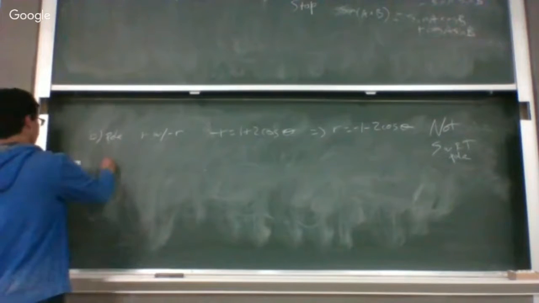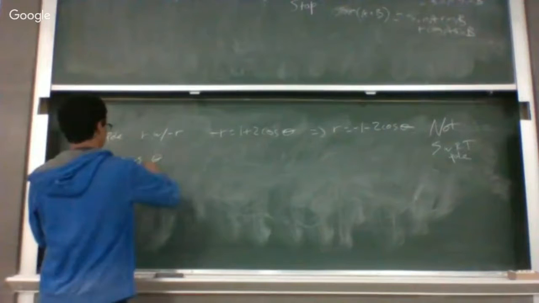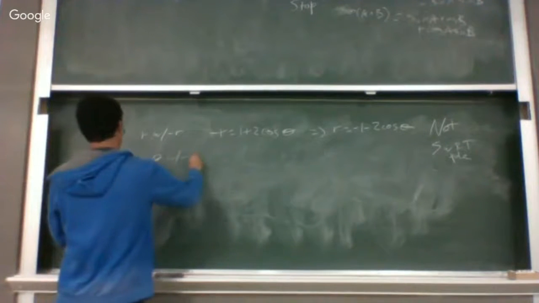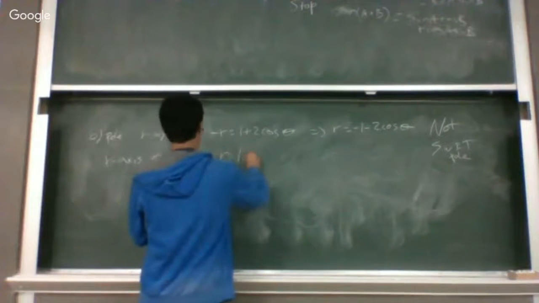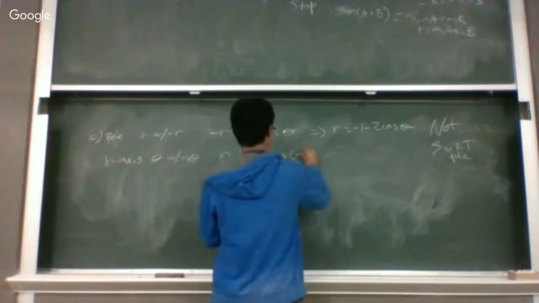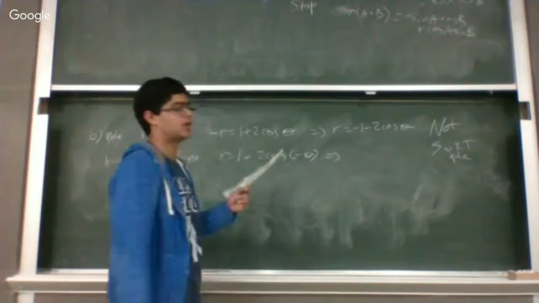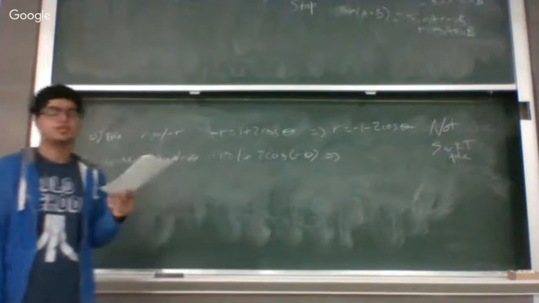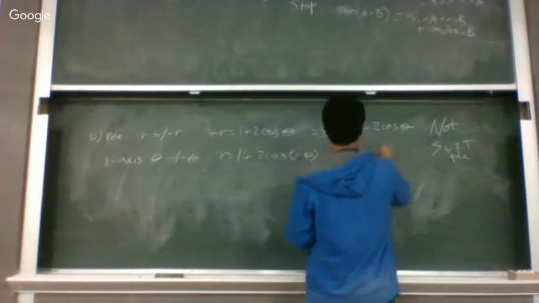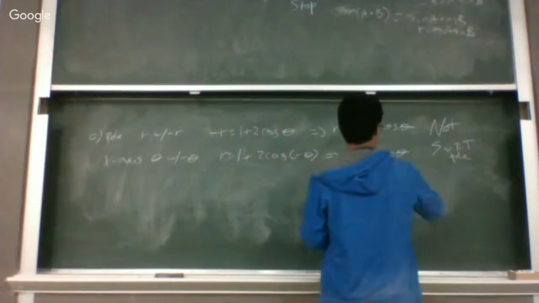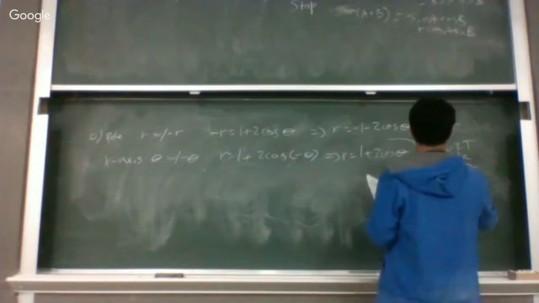The next part is with the x-axis. What do we replace theta with? Negative theta. So then r is equal to 1 plus 2 cosine of negative theta. And since cosine, I believe, is called an even function, it comes out to be the same. So then it is symmetric with respect to the x-axis.